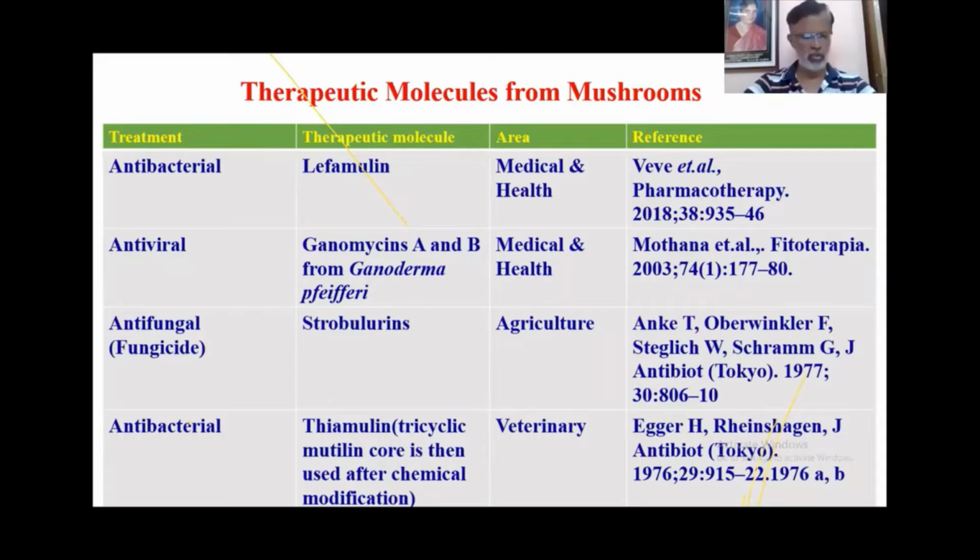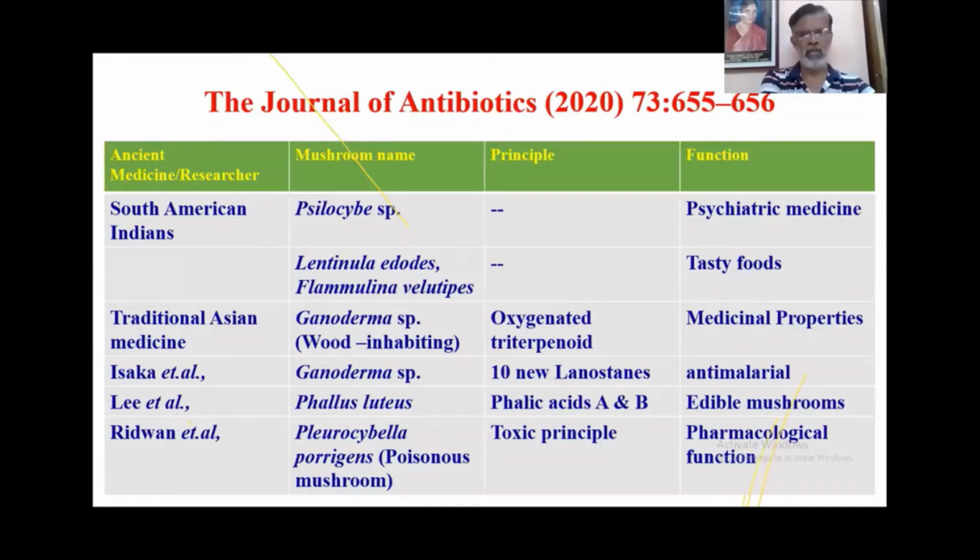In veterinary science also, we have some antibacterial compounds isolated from these mushrooms. Tiamulin is one such therapeutic molecule that is available for treatment of animals and cattle. So we have therapeutic molecules already being worked out from mushrooms, right? Then the Journal of Antibiotics, as I've been telling you, published a paper in 2020. The South American Indians used Psilocybe species. This is for psychiatric function.